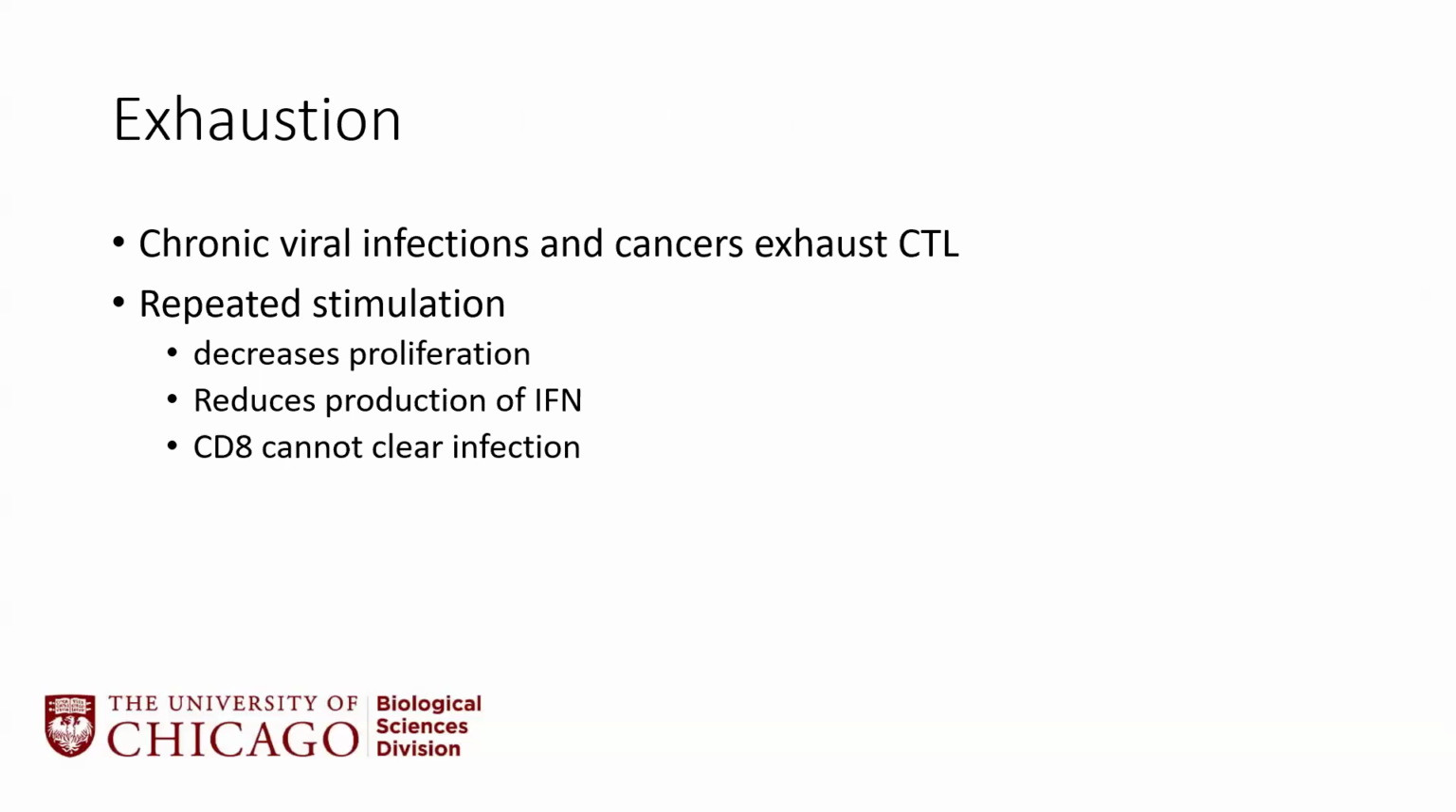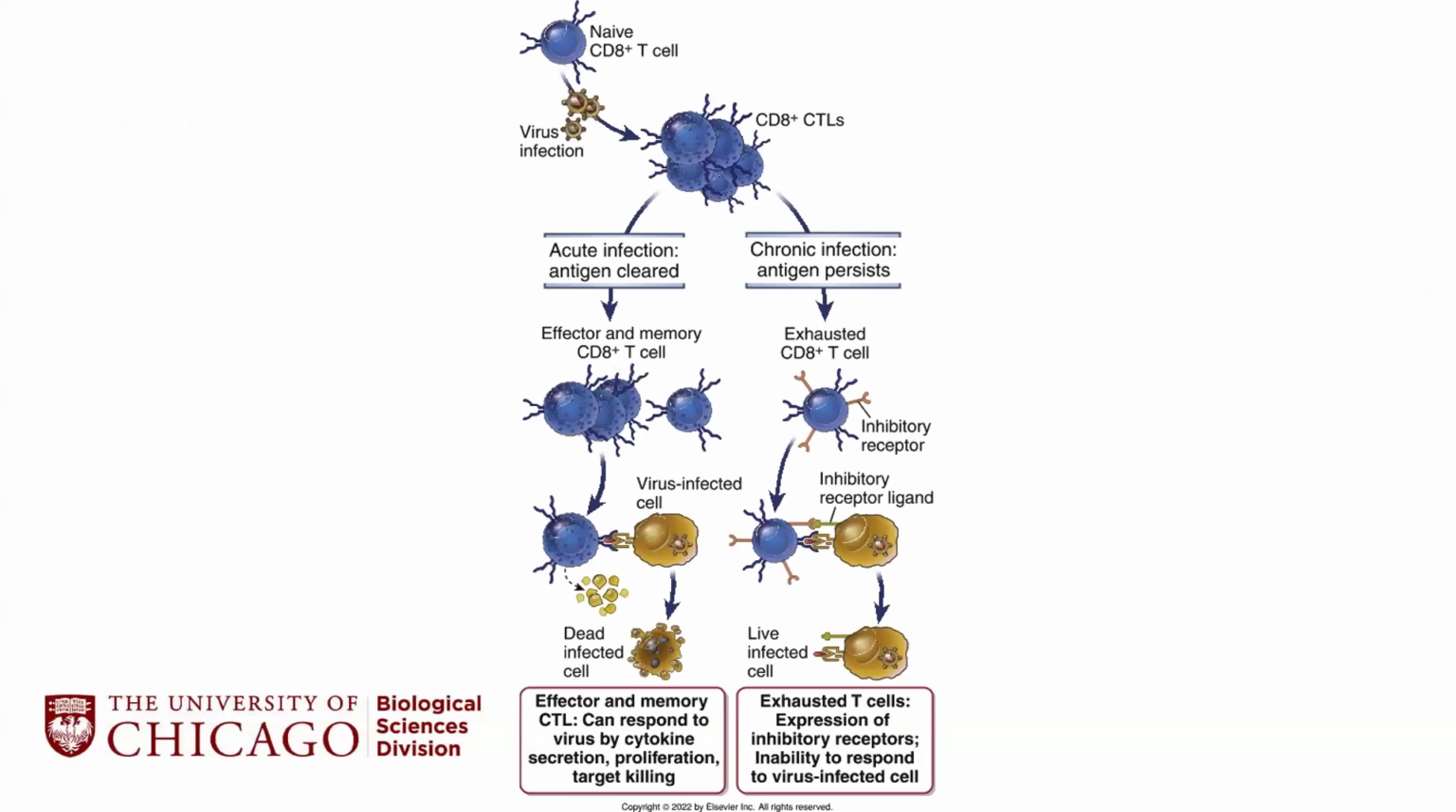Okay, there are chronic viral infections and cancers that can exhaust cytotoxic T lymphocytes. This is from repeated stimulation that results in a decrease in proliferation, a reduced production of interferon, and then CD8 cannot clear the infection. So just like in the case of a granuloma, where your macrophage cannot finish clearing the infection, there is a chronic viral exhaustion that can happen in cytotoxic T lymphocytes at the same time.